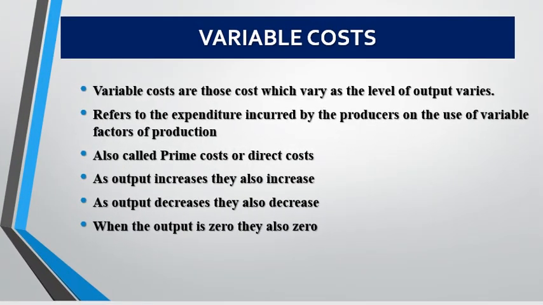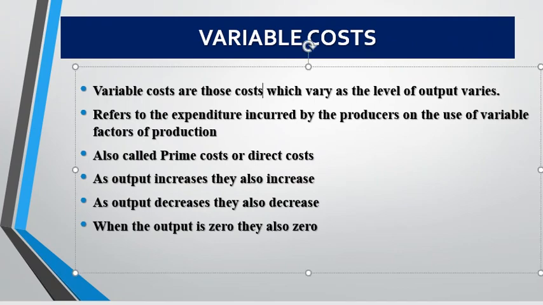So variable costs are the costs which vary with the level of output. If the output increases, they will also increase. If the output is decreased, they will also decrease. So variable cost is that expenditure which is incurred by the producer when he is using the variable factors of production.